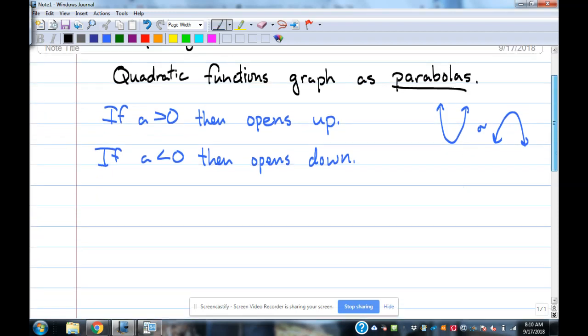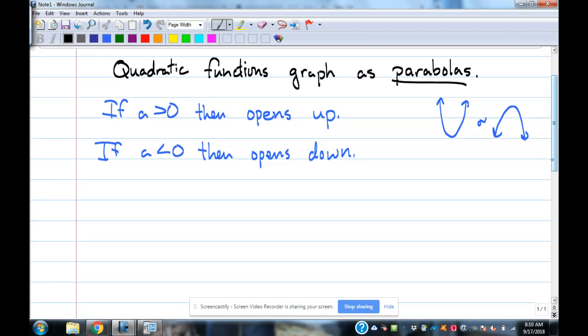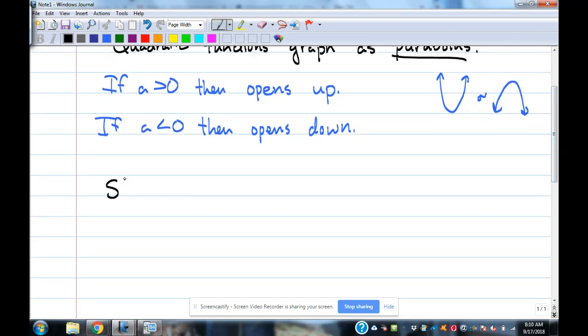No matter what form. So we're going to start with standard form because that's the one that probably requires the most amount of work. Standard form and intercept form are both about the same amount of work, but vertex form is a little less work, so we're going to finish off with it. So let's start with standard form.